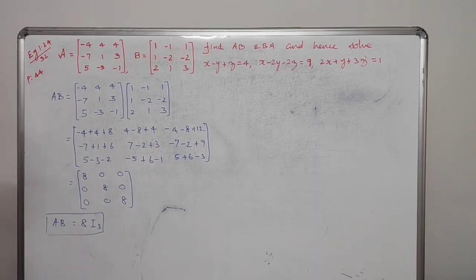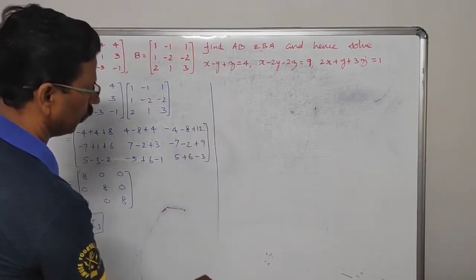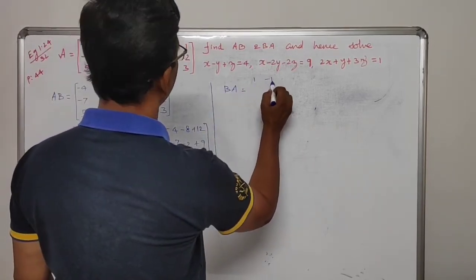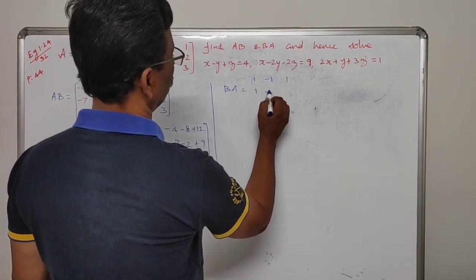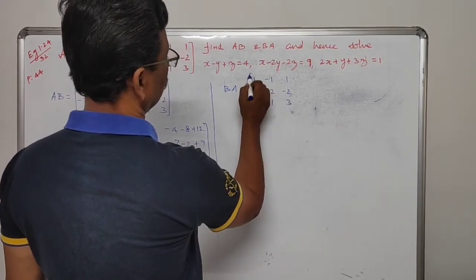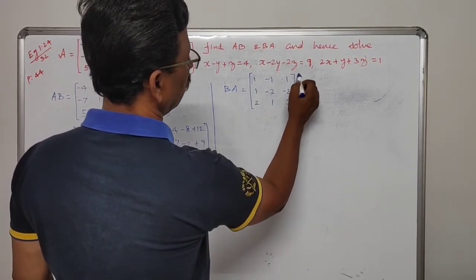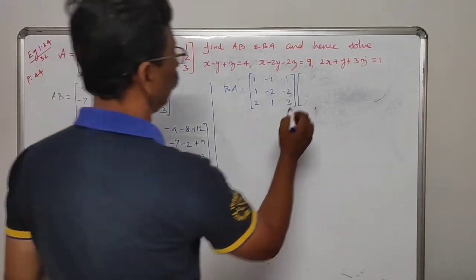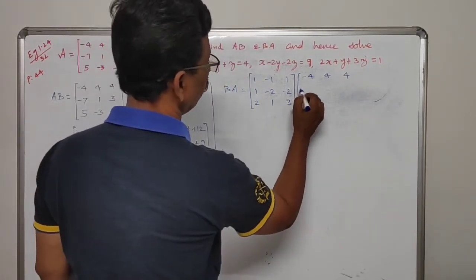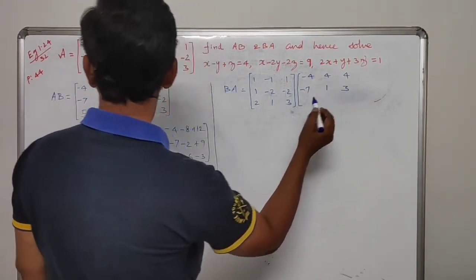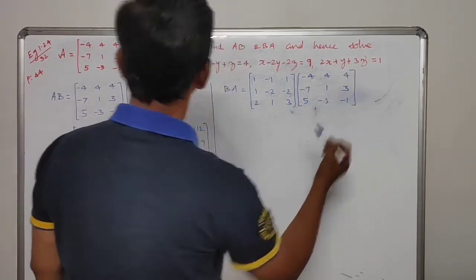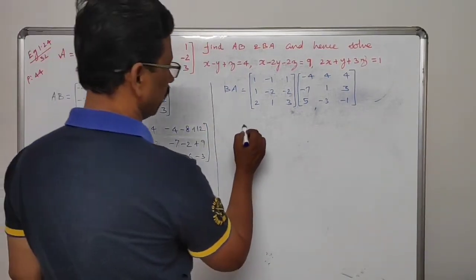Likewise, you can find the product BA. First you write the B matrix: 1, minus 1, 1; 1, minus 2, minus 2; 2, 1, 3. This is the B matrix. Then you write the A matrix: minus 4, 4, 4; minus 7, 1, 3; 5, minus 3, minus 1. We can go for row by column multiplication.